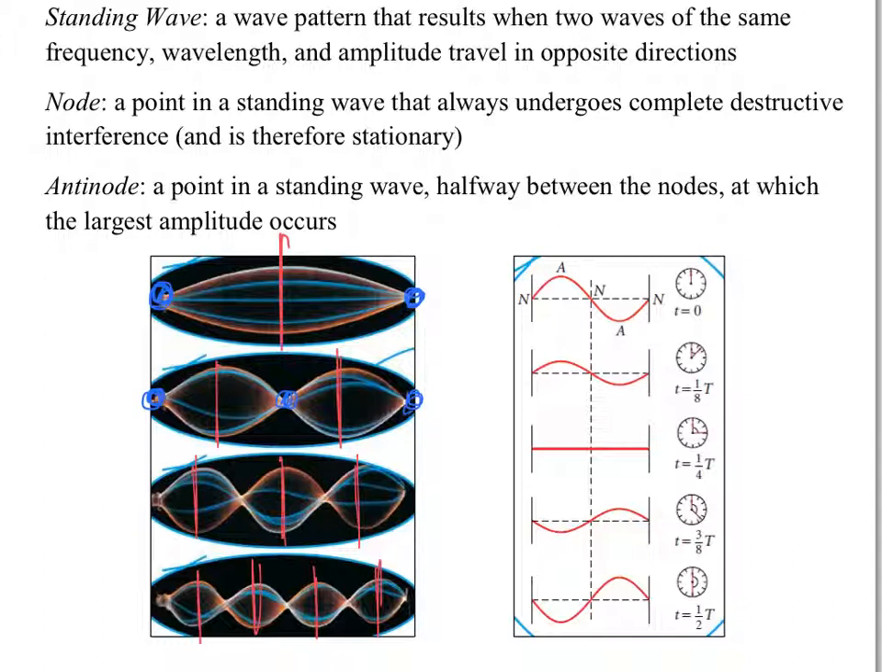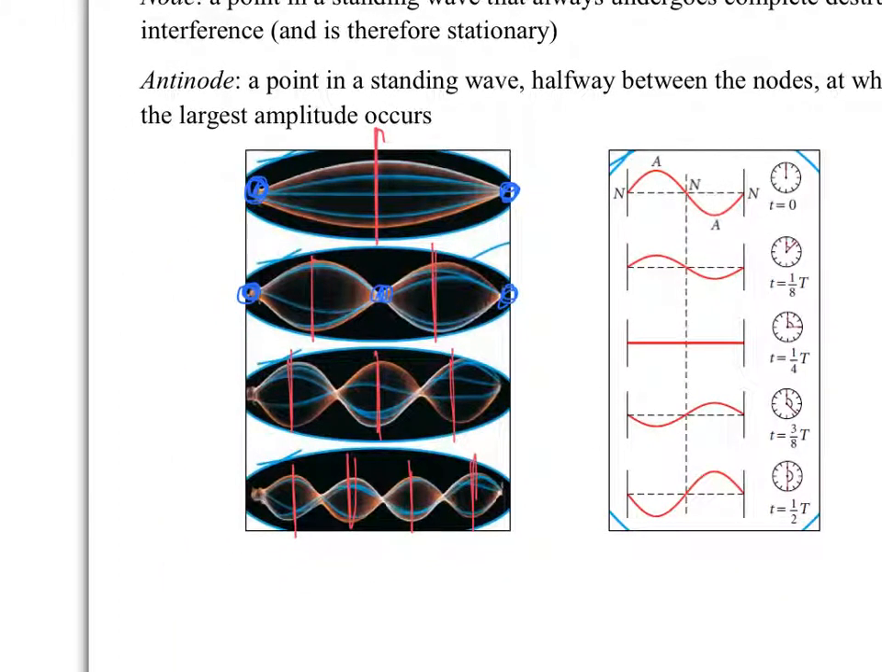1 less. That's better. Because if you say there's 2 for 1, it would be like 4, 2, 6, 3. So there's always 1 less. So the number of nodes is equal to the number of antinodes plus 1. Okay, that's the relationship that you'll always see.